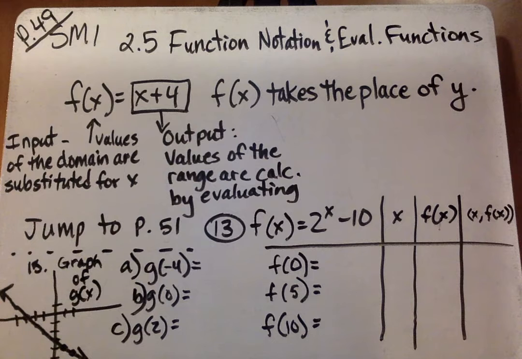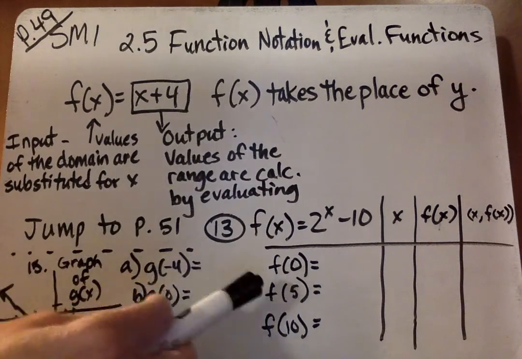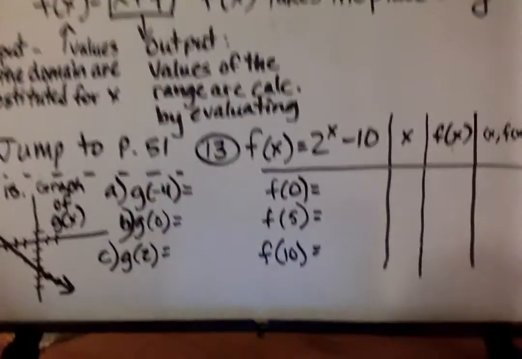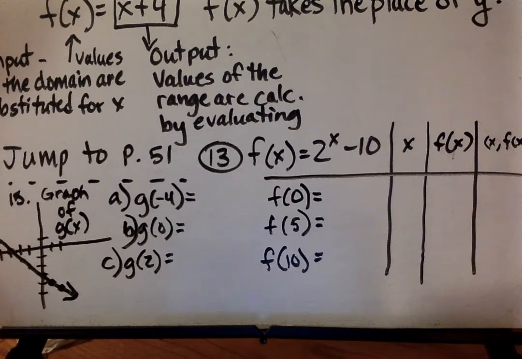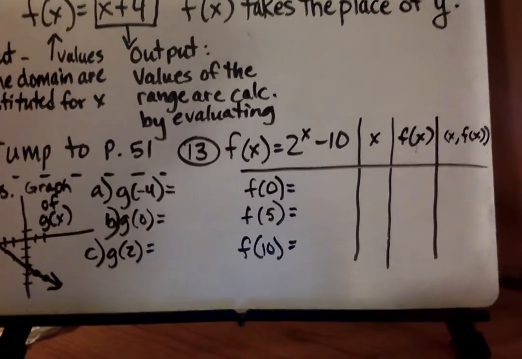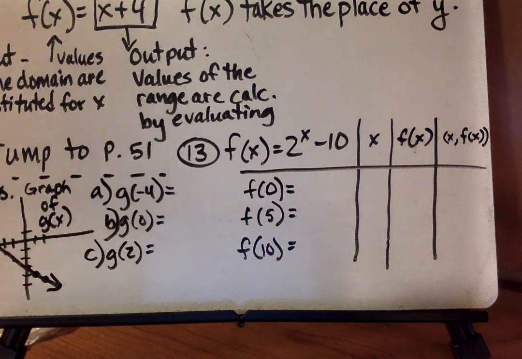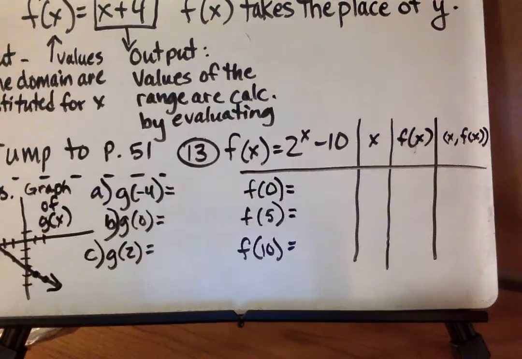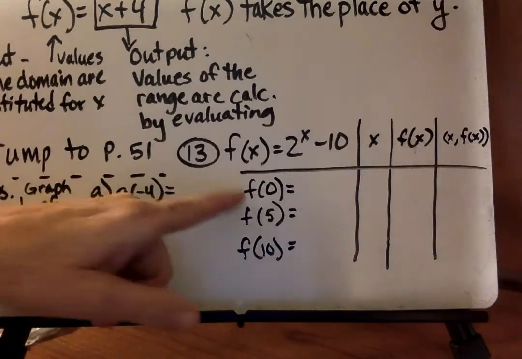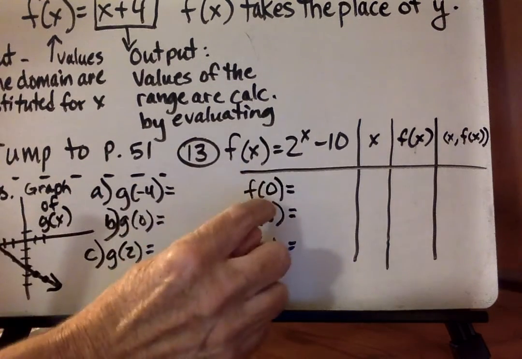So I'm going to go ahead and jump to page 51 and do number 13 at the top right here. Number 13: f of x equals 2 raised to the power of x minus 10. And I just realized I'm going to need a calculator for at least the third one, maybe even the second one. So f of 0, that means we're going to put 0 in for x.